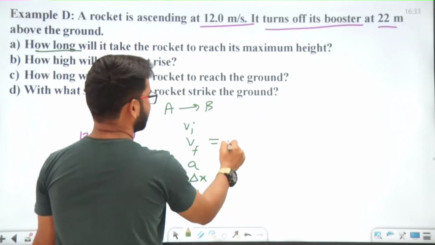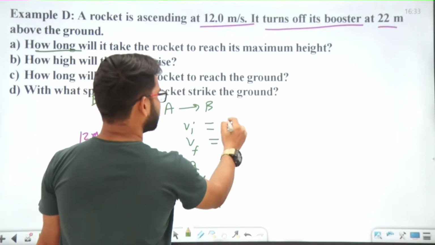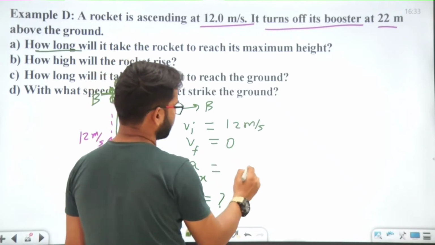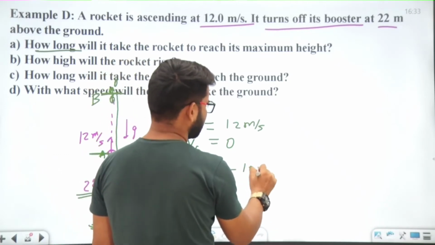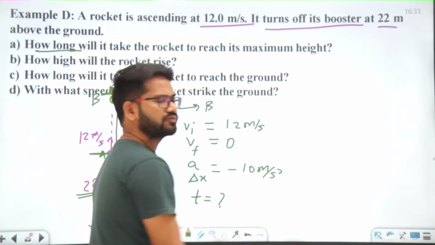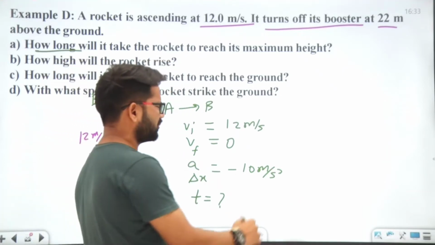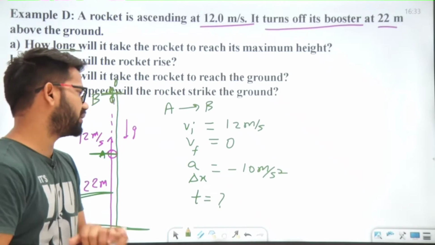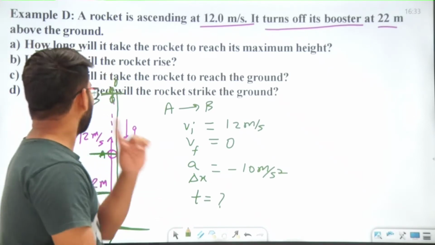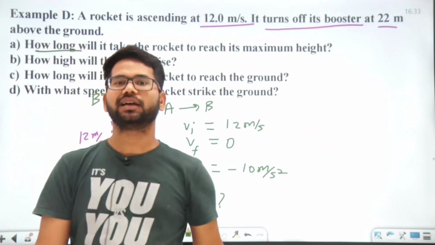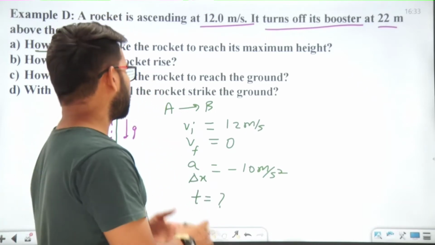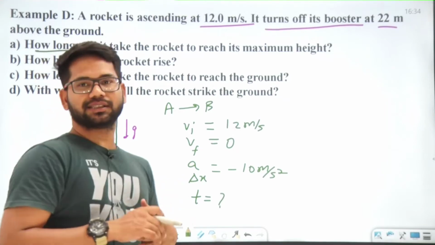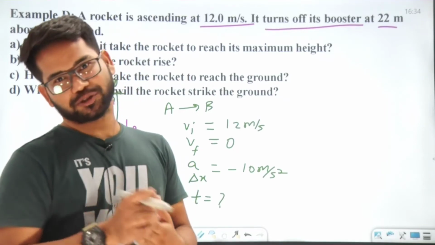At maximum height, velocity will be 0, initial velocity was 12 meters per second at position A, and acceleration we have minus 10 meters per second square, right? Instead of 9.8, just for the sake of calculation take 10 meters per second square. But you have to remember, if your question says to use 9.8, you have to use 9.8. If it is given that you can use 10, then use 10.